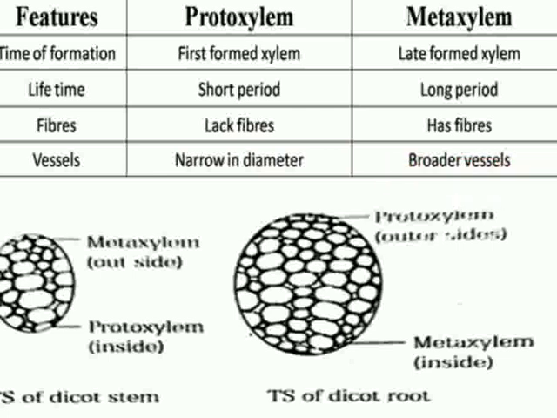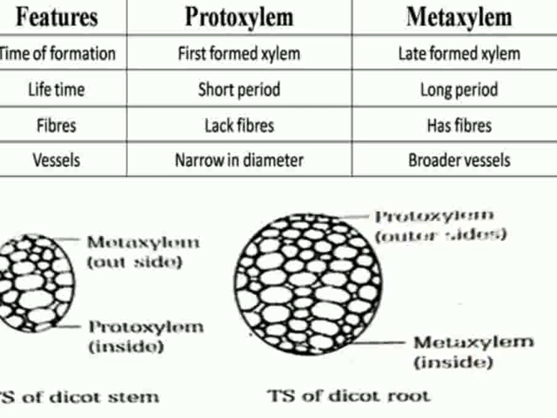Now you can see in case of TS of dicot stem, the metaxylem is towards the outer side and the protoxylem is towards the inner side. In case of root, the protoxylem is towards the outside and metaxylem is towards the inside.